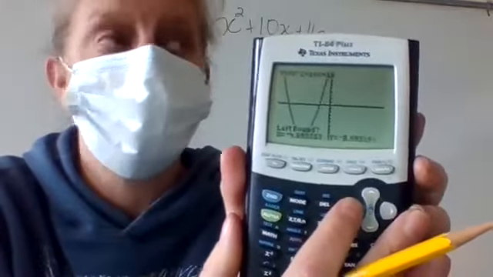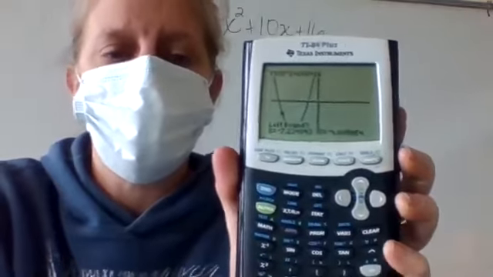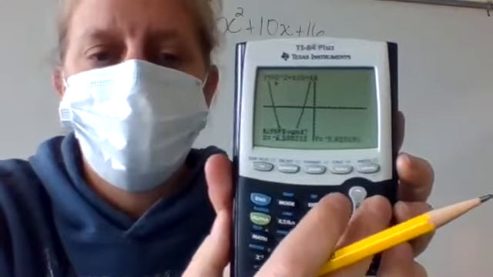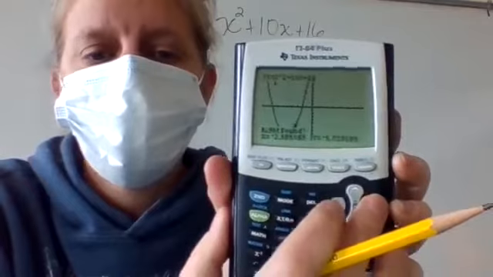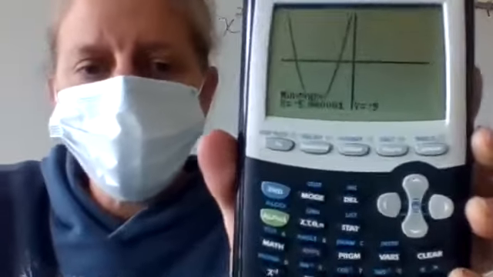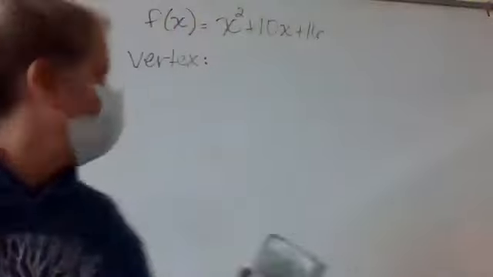Still on the right side though. So I need to move it across and put it anywhere on the left. So there it is on the left. Hit enter. Now move it back to the right. So there it is on the right. Hit enter twice. So my vertex is at -5, -9.